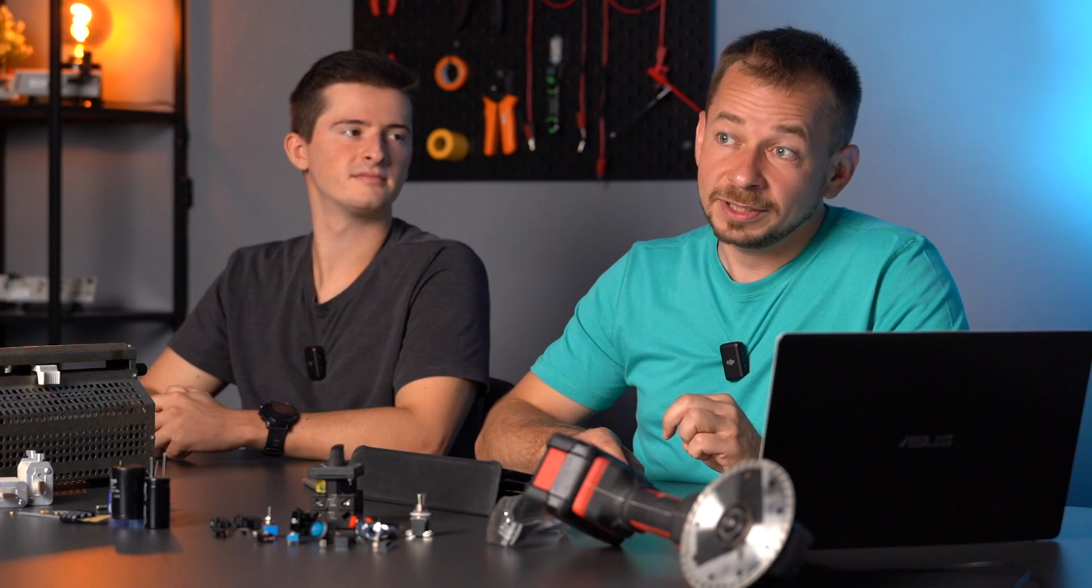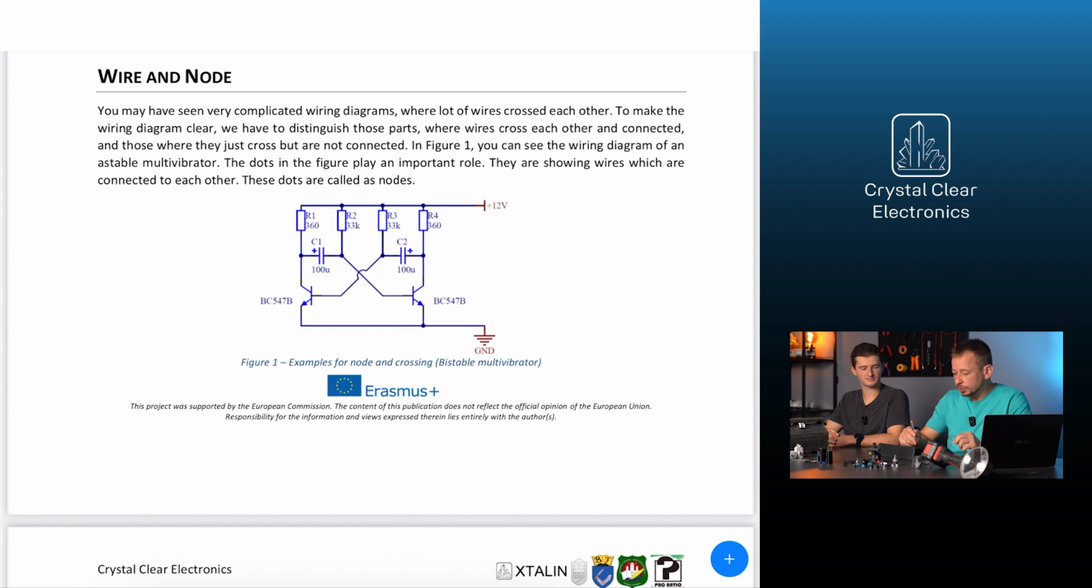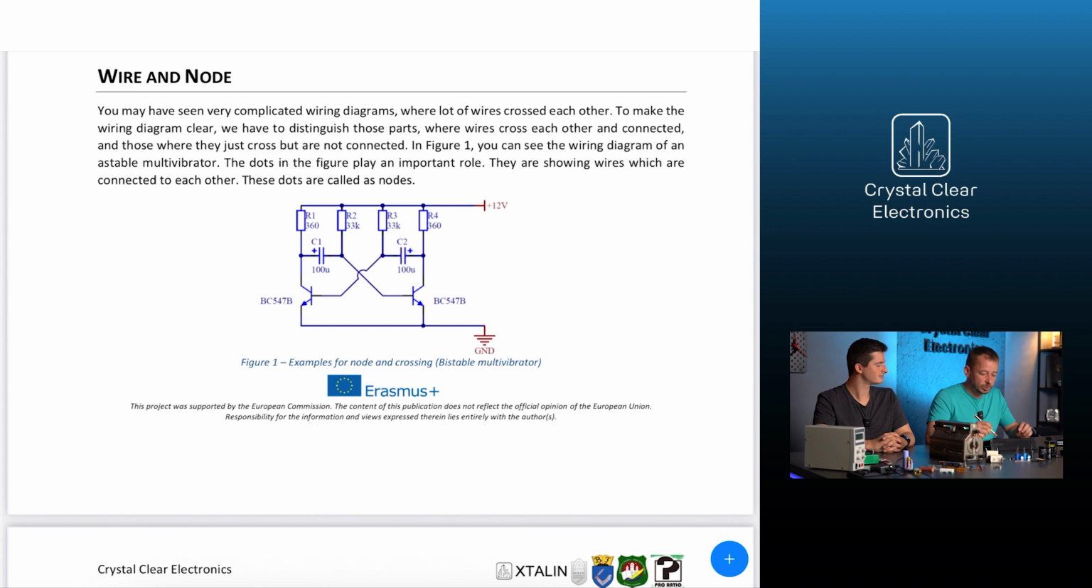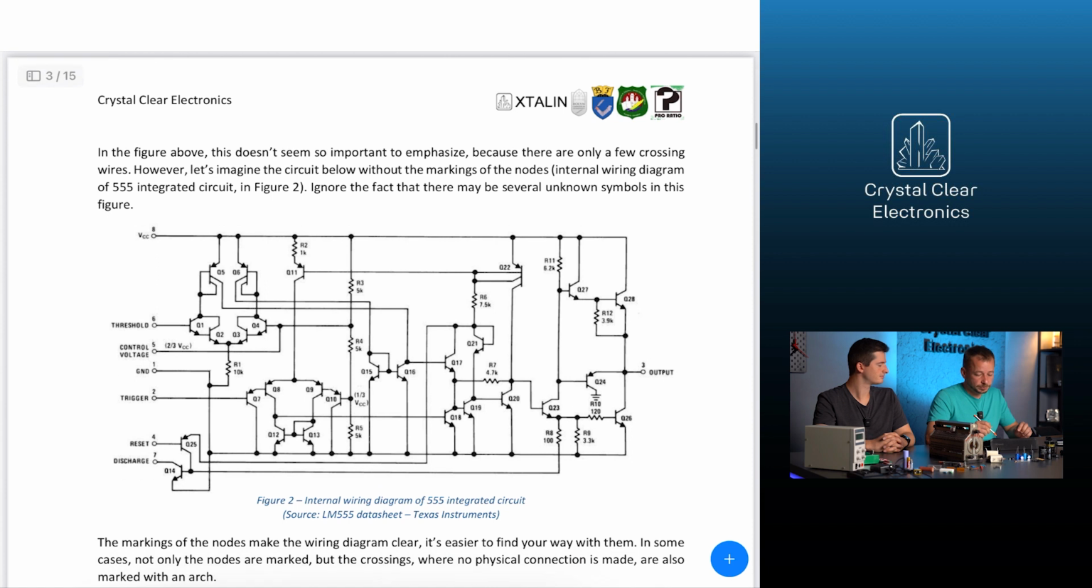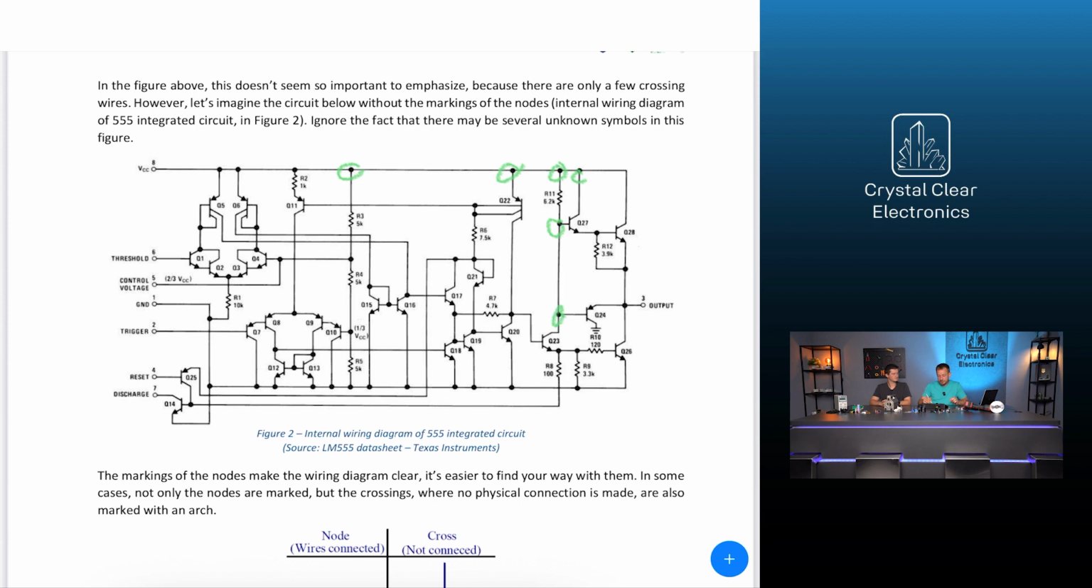Let's take a look at the downloaded PDF of the curriculum, how we mark the wires and nodes. On the first diagram, we see 8 components, which are connected with lines that are representing wires. You may have seen very complicated wiring diagrams, where you cannot draw lines without crossing at least 2 or many more. To make the wiring diagram clear, we have to distinguish those parts where wires cross each other and connected, and those where they just cross but are not connected.